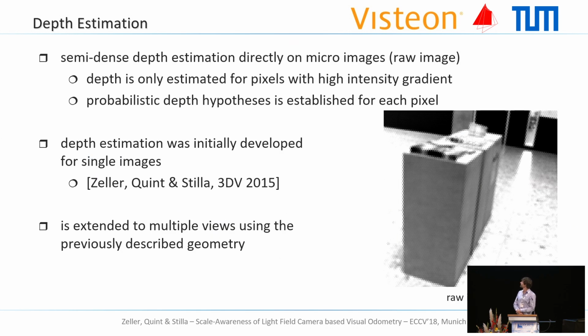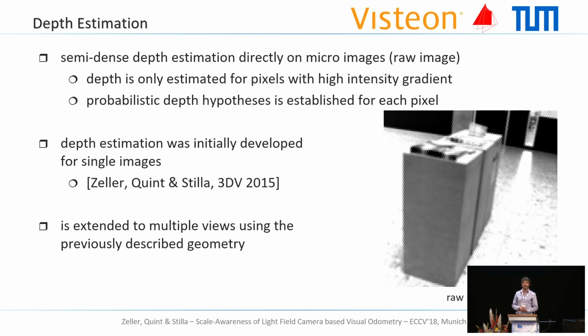In the depth estimation part, we calculate a semi-dense depth map directly on our micro images. This we do by finding stereo correspondences in the neighboring micro images. Here, semi-dense means that we only calculate depth for pixels which have sufficient intensity gradients, since those are the only pixels which carry information. We also carry out a probabilistic depth map, so we calculate probabilistic depth hypotheses by establishing multiple stereo observations and then merging them in such a probabilistic way.